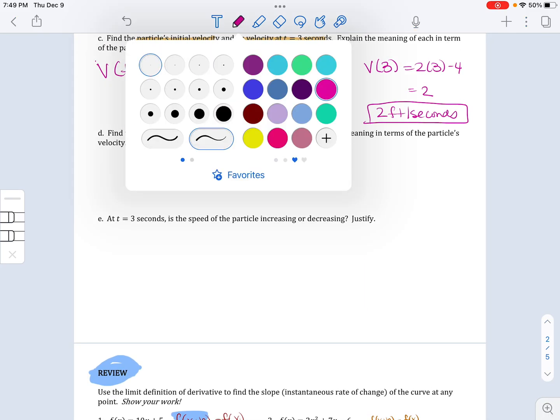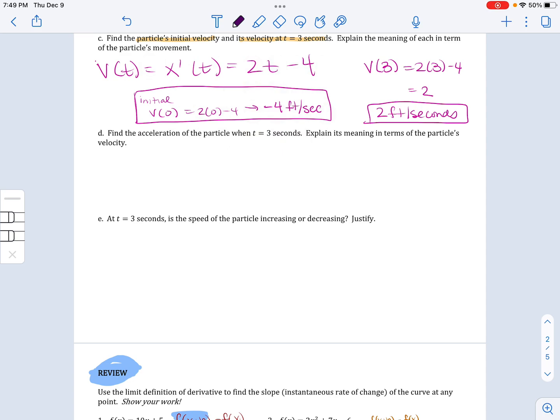Acceleration, just as easy. Take what you got for the velocity and take the derivative of that. The derivative of the thing above right here is 2. And so it's gaining 2 feet per second squared.